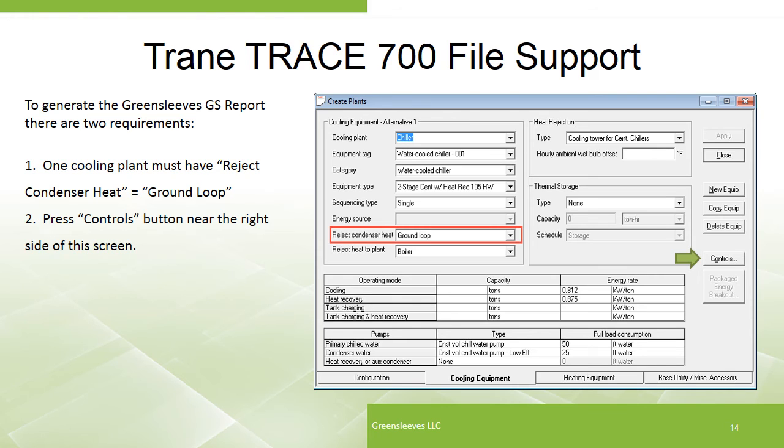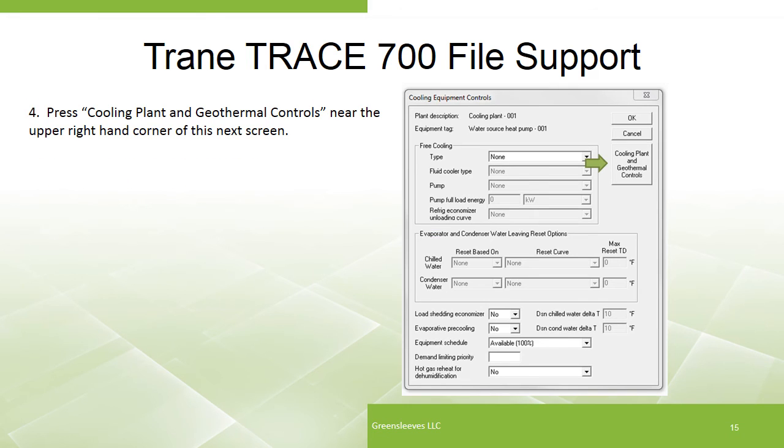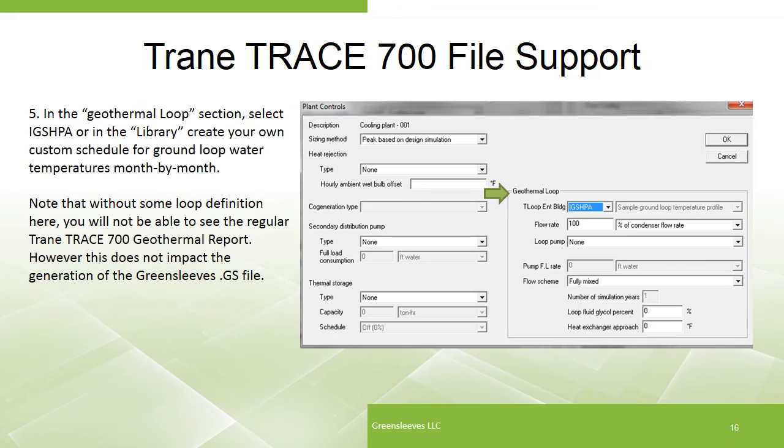First, in the plant section, you must have reject condenser heat set to the ground loop. Then, press the controls button near the right-hand side of the screen. In that screen that pops up, press the cooling plant and geothermal controls.